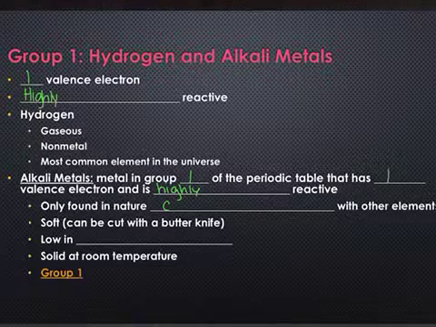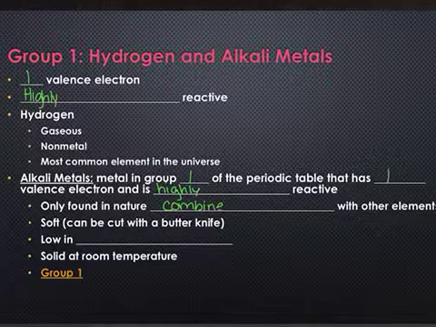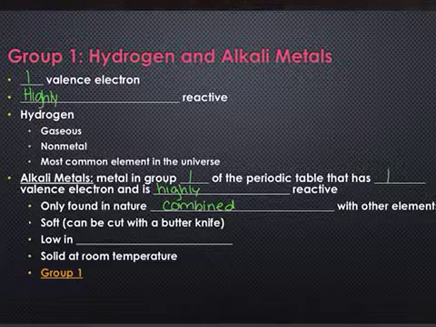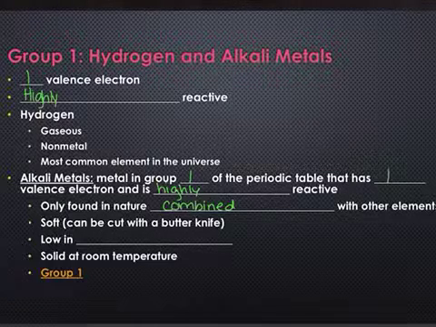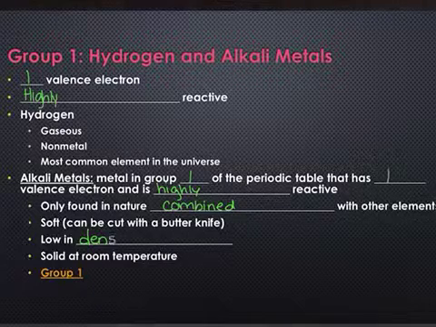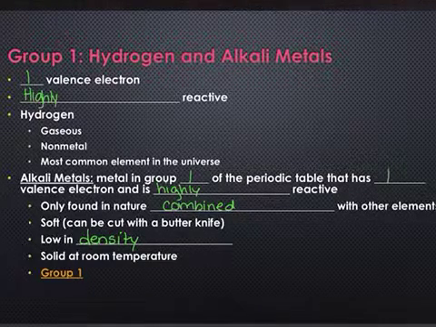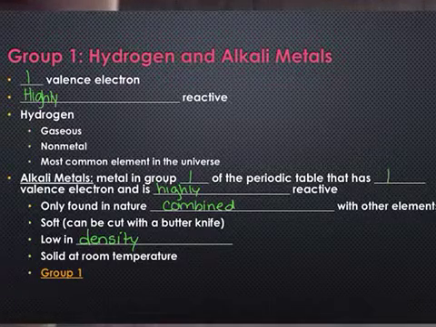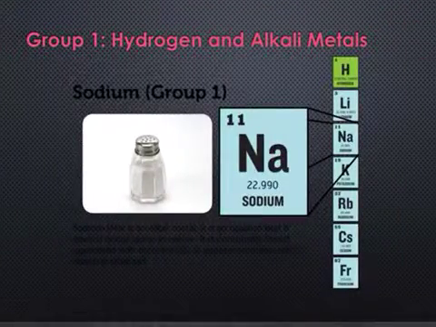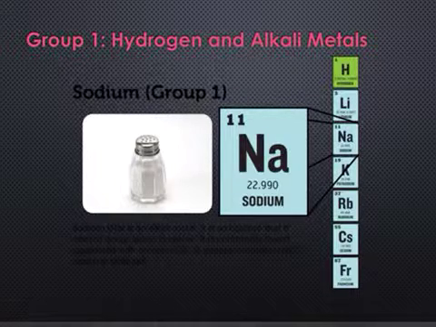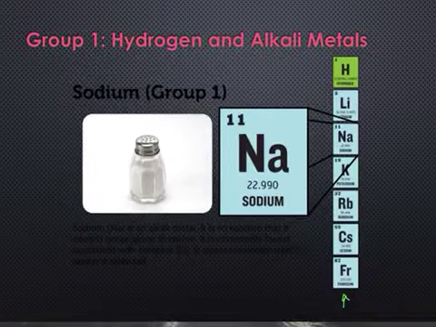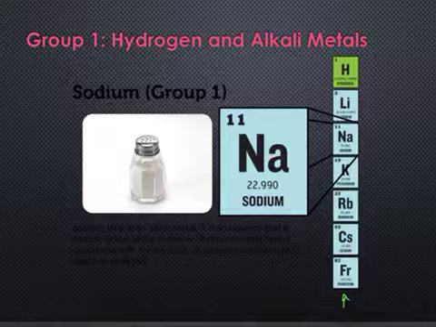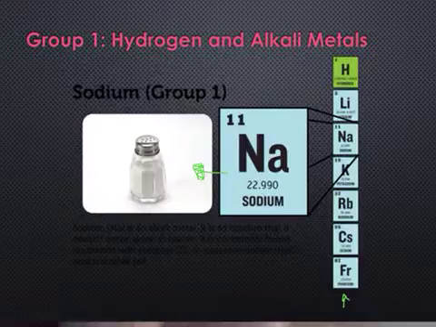In nature, they have to be combined with another element or 2 atoms of itself. They're very, very soft, in that they can be cut with a butter knife. They're low in density, and they're solid at room temperature. Here's your example of group 1. It shows you all the elements in group 1, and it pulls out sodium to show you that it is a soft metal and it's very reactive. But when it's combined with chlorine, it makes our table salt.